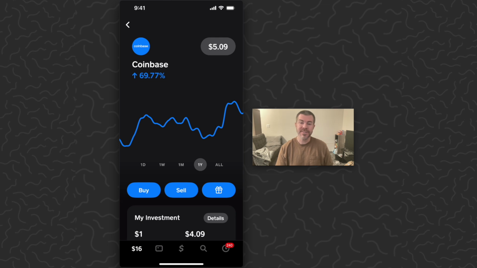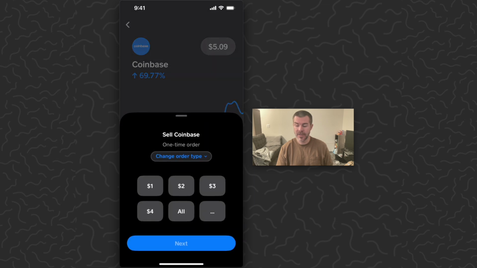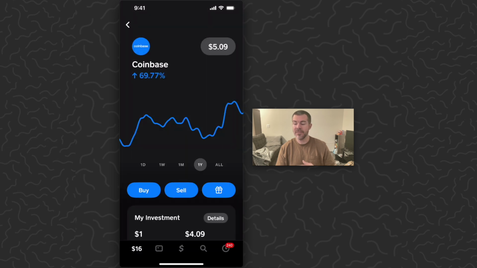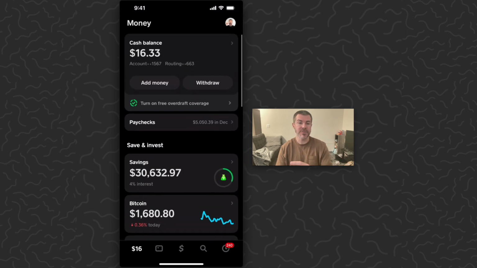In the top right, you're going to see the total amount of the stock that you own, $5.09. So I could also sell this stock. I could tap all. I would tap next, go through the process, and if I did sell this stock, that $5.09 would go back to my cash balance here on the home screen. And then I would have around $21.